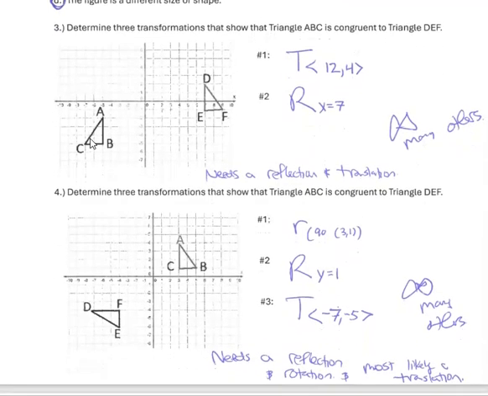Next one, determine 3 transformations that show that, and it's supposed to be 2 transformations, you didn't need 3. I'll have to change that before I print it out. There are infinitely many possibilities. I took my ABC, and I went right by 12 and up by 4, and that basically stuck them right next to one another. And then I flipped it over a vertical line, x equals 7, and it landed on top. But it does need a reflection, and it does need to have that translation.